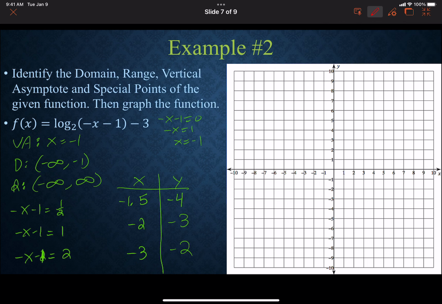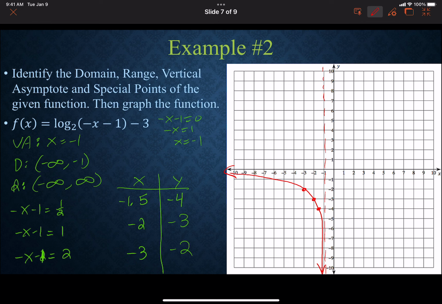So we go ahead and plot all our information. Vertical asymptote at negative 1. X, negative 1.5, negative 4. Negative 2, negative 3. Negative 3, negative 2. So our graph's going to look kind of like this. Again, flat on the left and going vertical along the vertical asymptote.